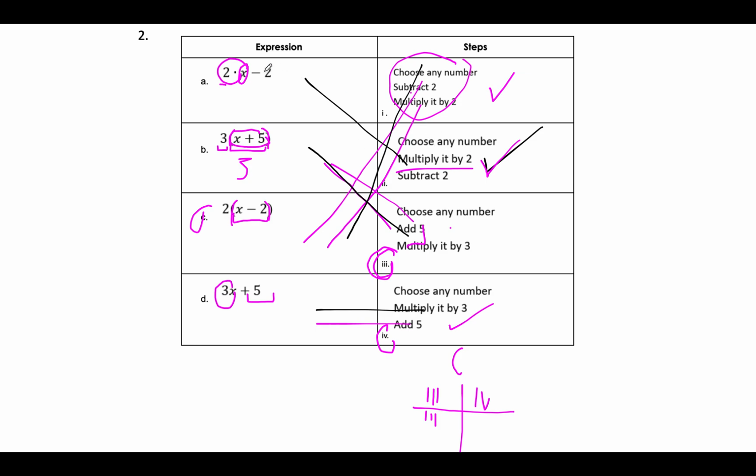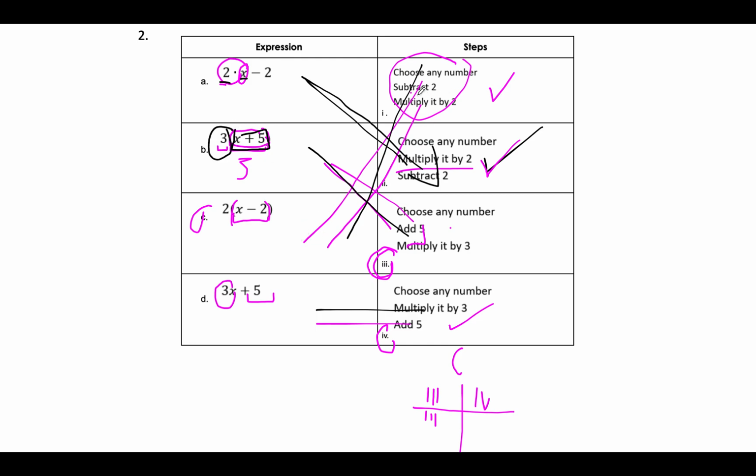Now because we choose any number, that's going to be x, multiply it by 2, so 2 times x, and then take that value and subtract 2 from it. That's why we have our connection there. For this one, we have 3 times quantity x plus 5 because we choose a number, we add 5 to it, so that's that first step here, and we multiply all of that value by 3 on the outside.